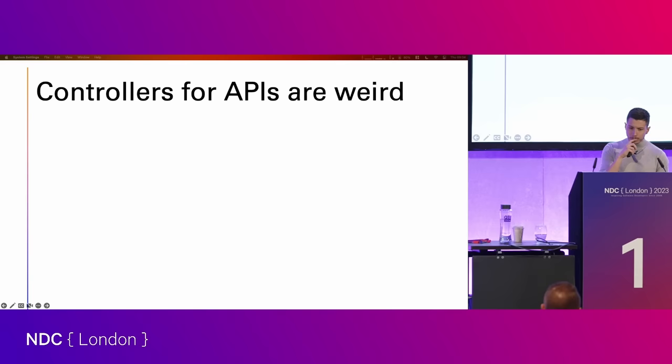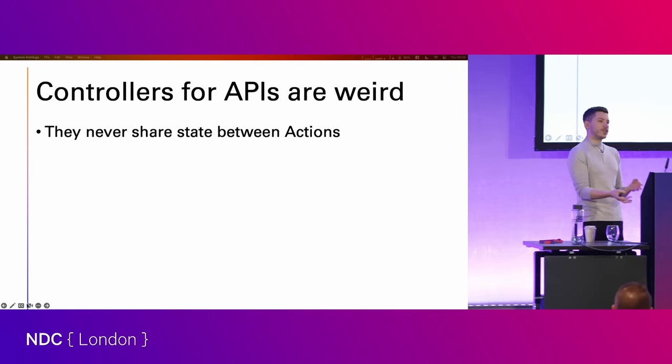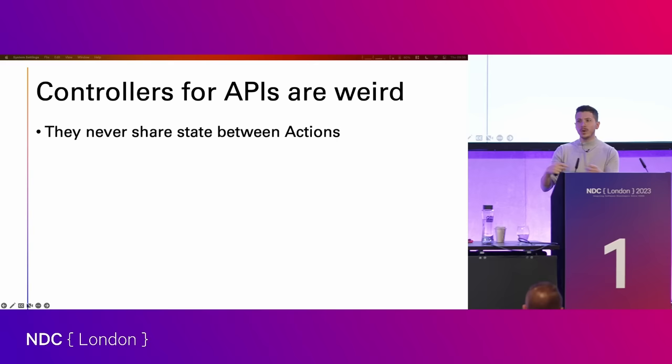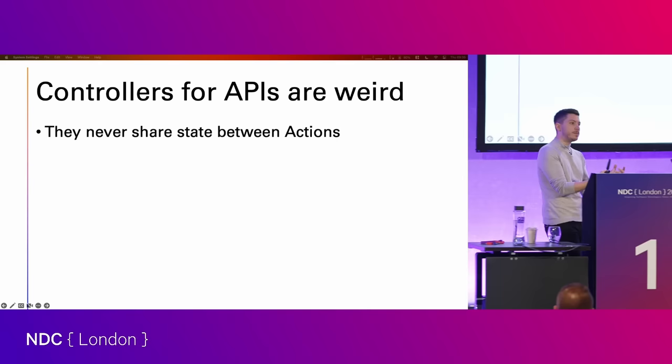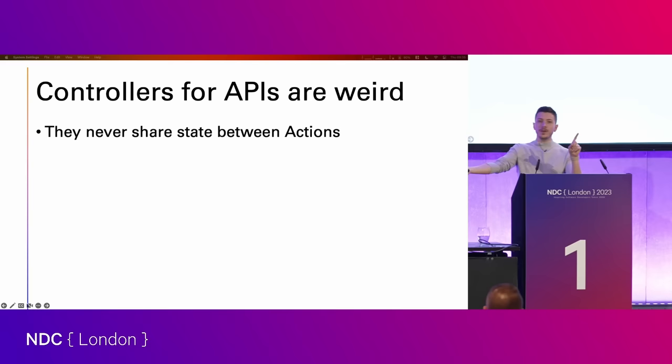Another thing is that they never share state between actions, because controllers are actually scoped per request. So you don't have something that will be reused by all the methods. So why are they all together? It just sounds very dumb in isolation. It sounds smart in the context of MVC, because you have a direct correlation between your view calling the controller. But between the API calling the controller, there is no correlation.